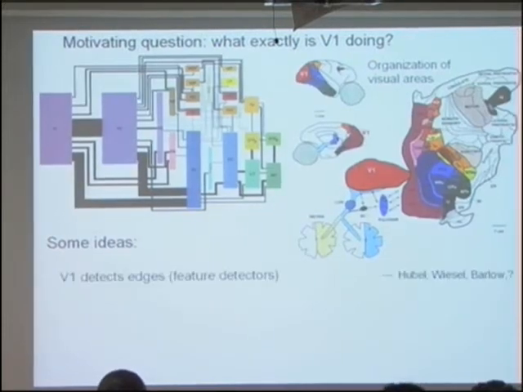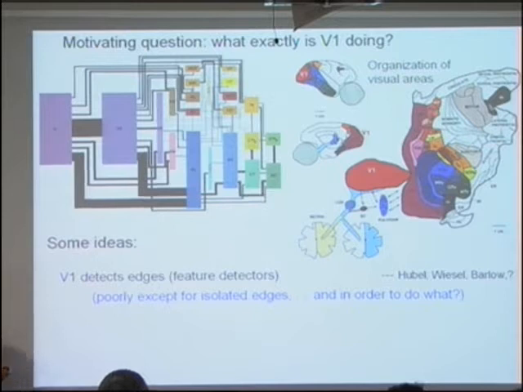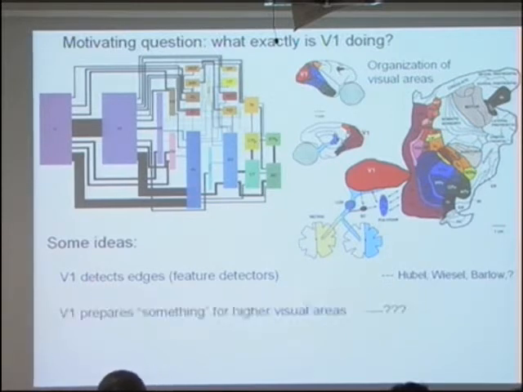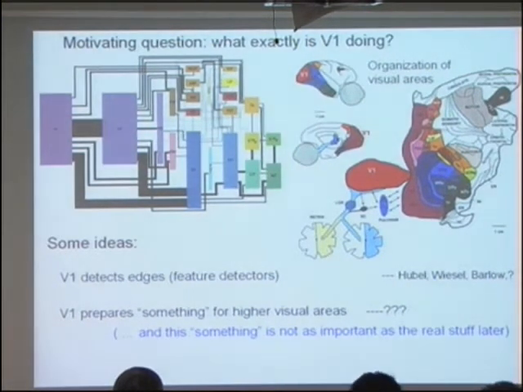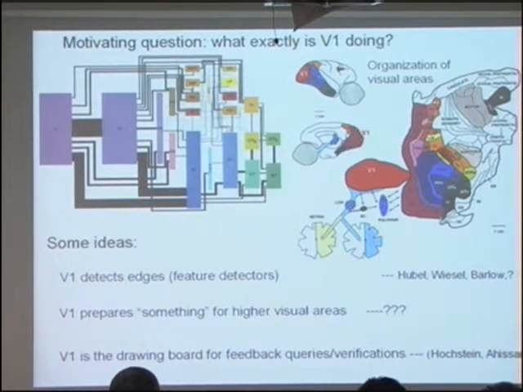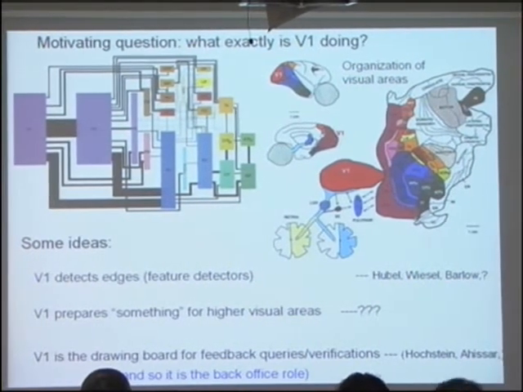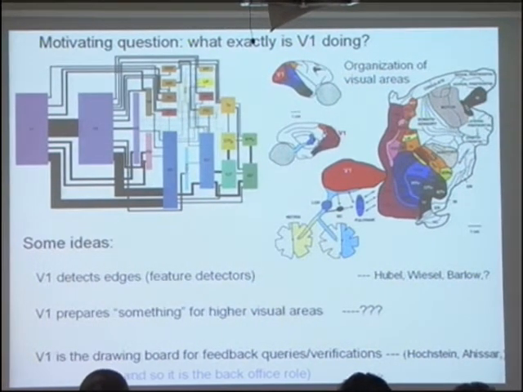So, some ideas. V1 detects edges. That's the feature detector model, which has been around for a while. But they really only detect isolated edges. And it also doesn't really answer: in order to do what? It prepares something for more important stuff, which means this something is not as important as the real stuff later. It doesn't really recognize objects. And it may be a drawing board for feedback, as if it has just a back office role.